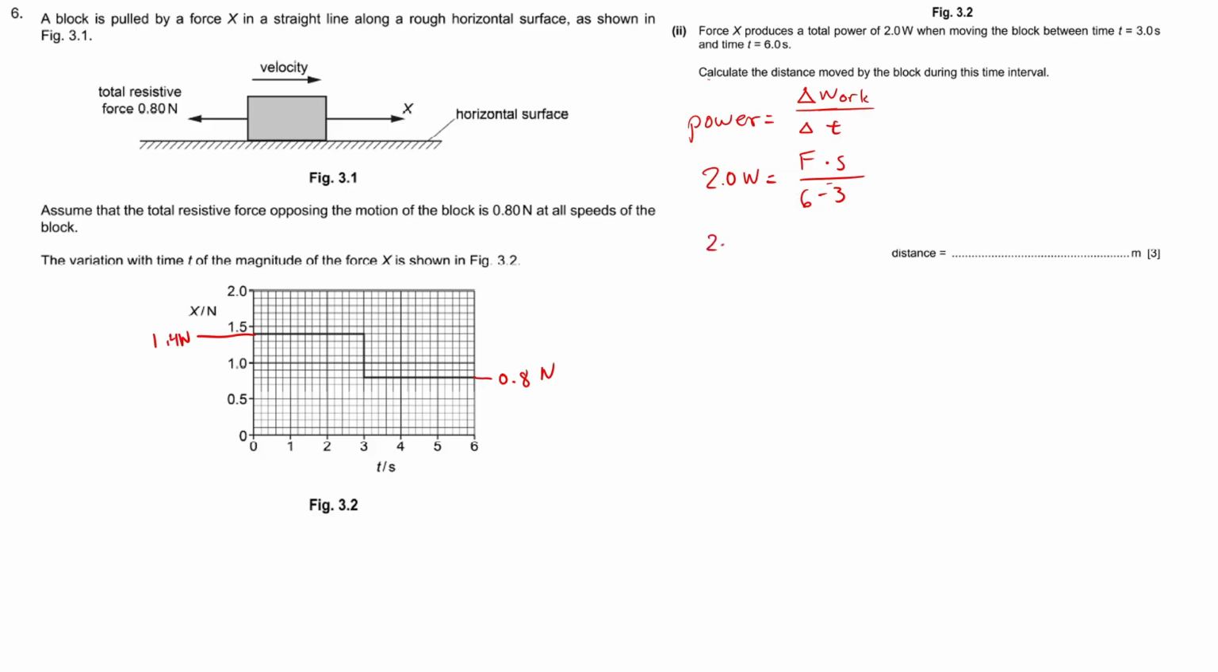And this 2.0 watts is equal to the force, and what we saw here, the force here is 0.8 newtons, multiplied by the distance over 3. So 6.0 watt seconds is equal to 0.8 newtons times S. Oh my god, it actually looks so similar, but this is watts, W. And if you divide by 0.8, you should get like 7.5, I think. 7.5 meters is equal to S.